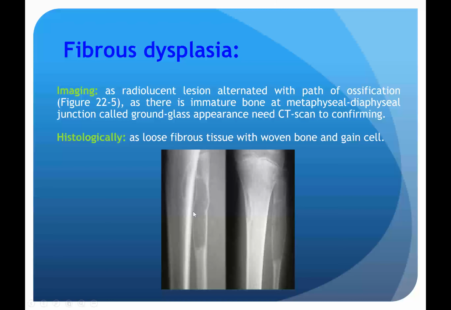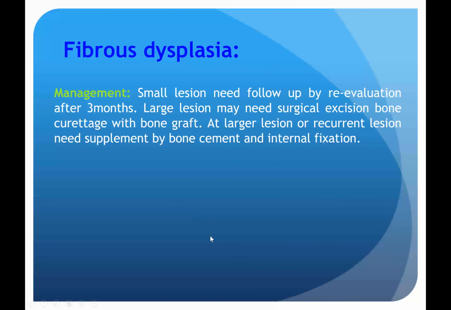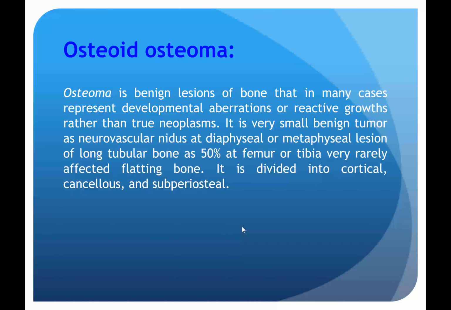Histologically, there is fibrous tissue with woven bone and also giant cells. Management: a small lesion needs only follow-up and re-evaluation after 3 months. A large or moderate lesion needs surgical excision with curettage and bone graft. In case of recurrence or a larger lesion, we need excision of the tumor, curettage, bone cement, and internal fixation.